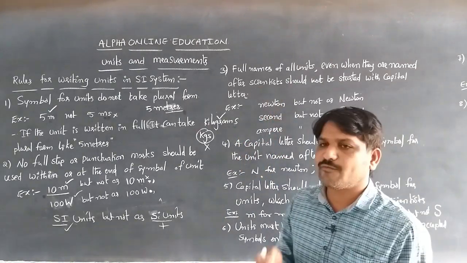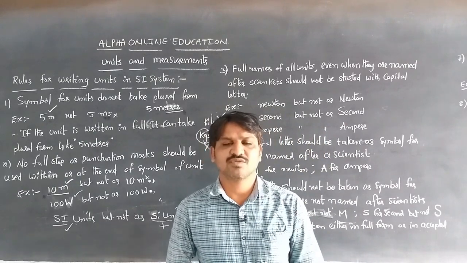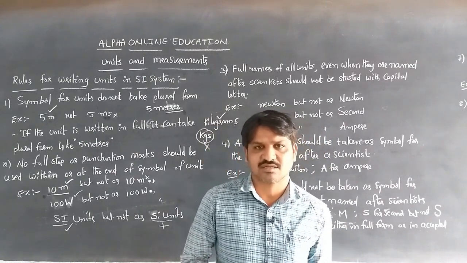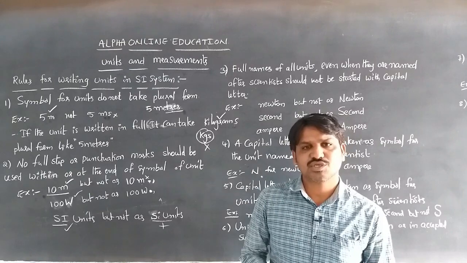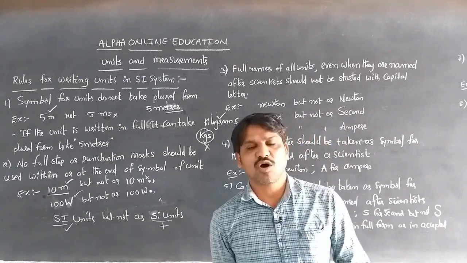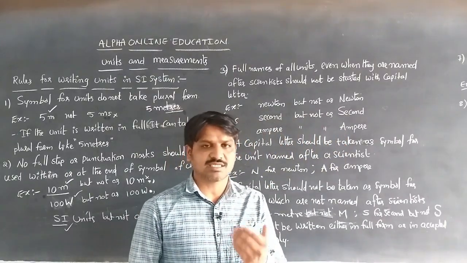Whenever we are writing the full names of units which are named after scientists, if you want to write the full names, we use small letters only. We should not use capital letters at the starting letter.